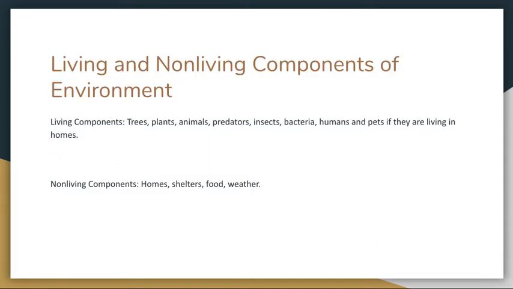Some living and non-living components of a mouse's environment. Living components: trees, plants, and animals, predators, insects, bacteria. Also, if they are living in homes, humans and pets, of course. And then non-living components would be the homes, if they are living in homes, and if they're outside, then their shelters, food, and the weather.